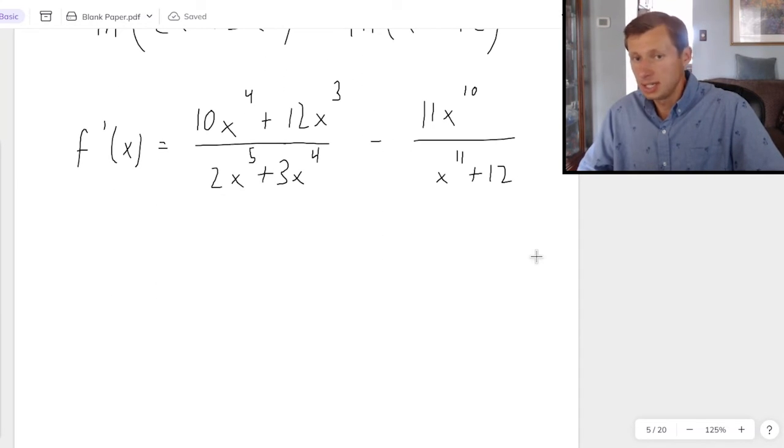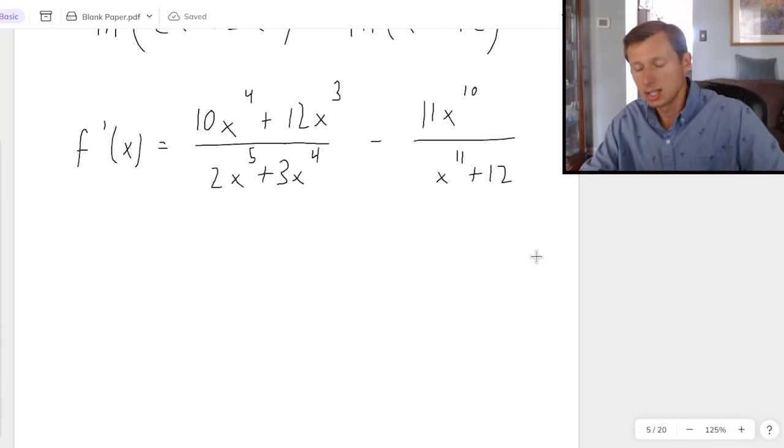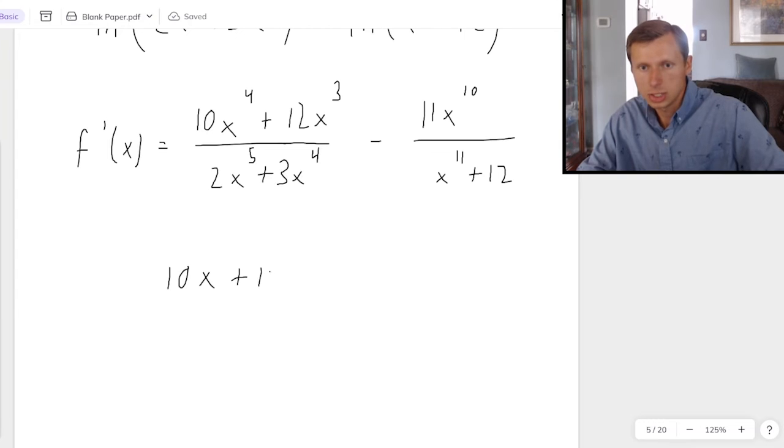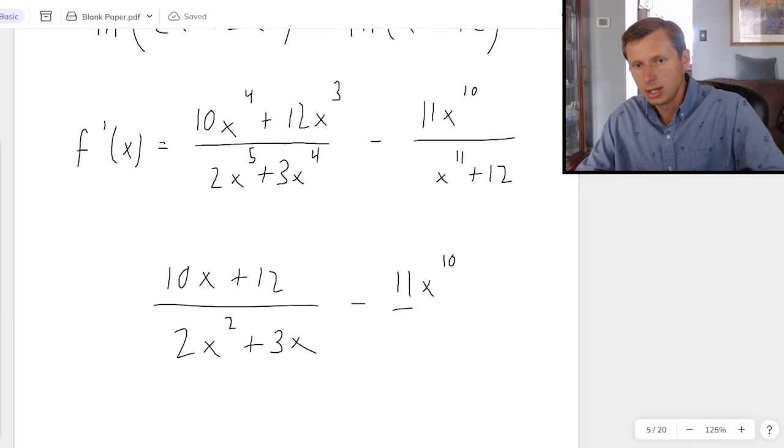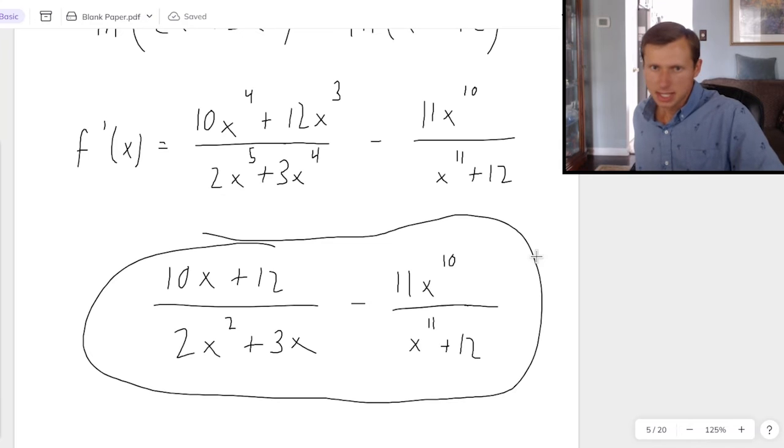x cubed in common. In other words, I can cancel out an x cubed, leaving me with 10x plus 12 in the numerator, and in the denominator, 2x squared plus 3x. And then the second term just stays the same. But regardless, if you missed that, it's not a big deal.